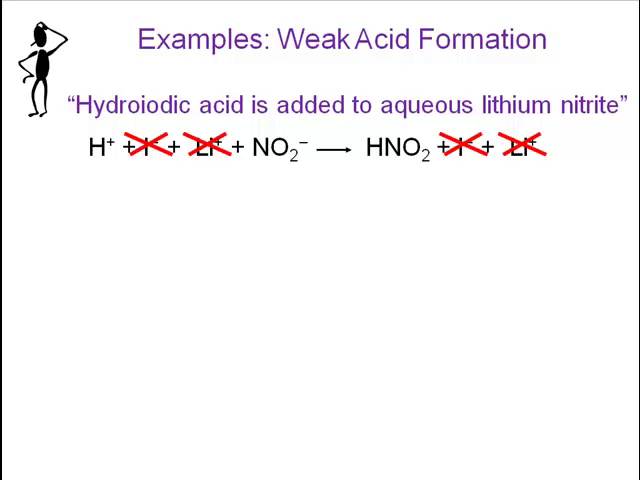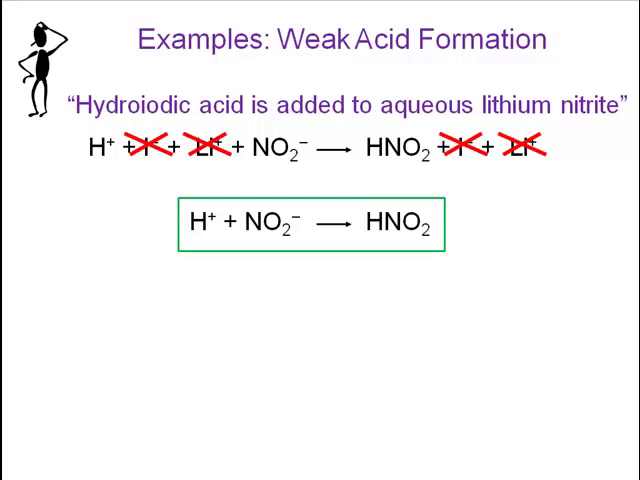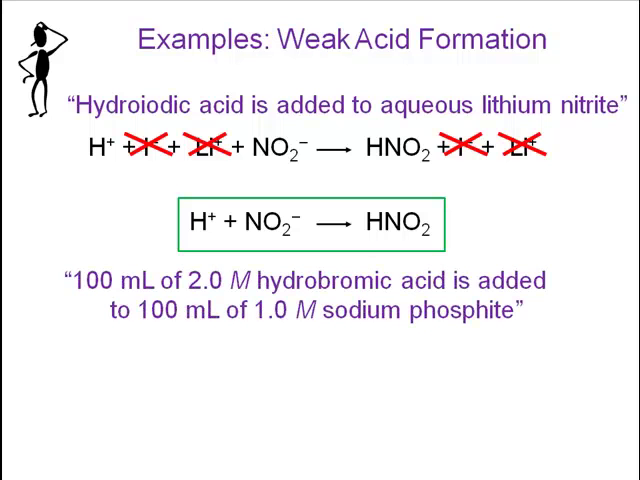So here is our HNO2 added together. This is the formation of a weak acid. And you'll notice the iodine and the lithium both cancel out. Next one.